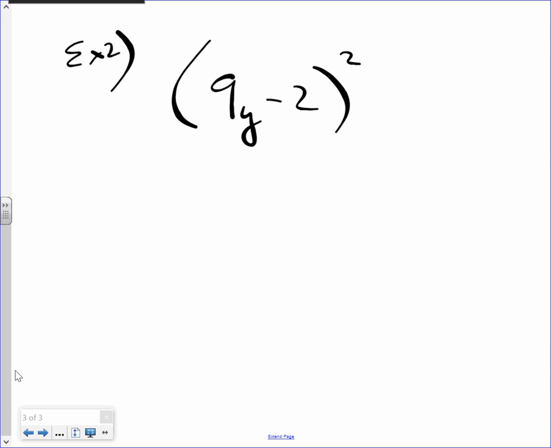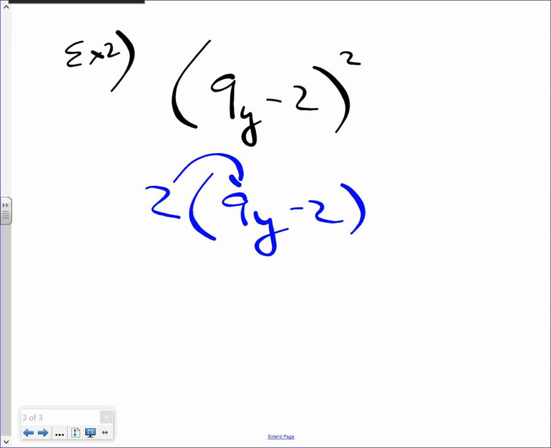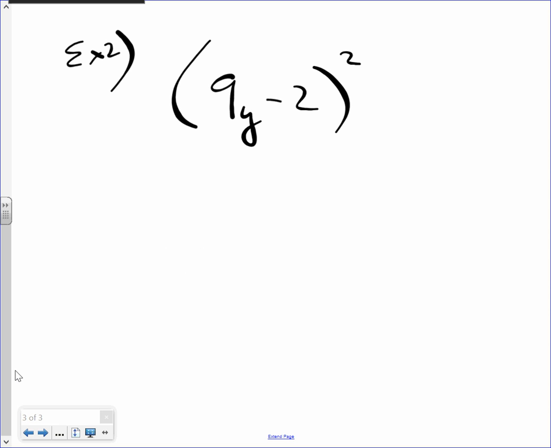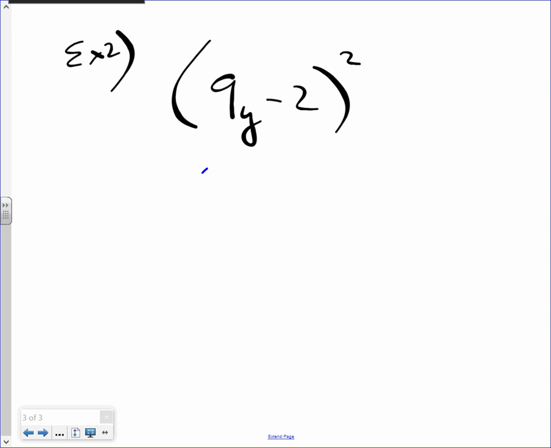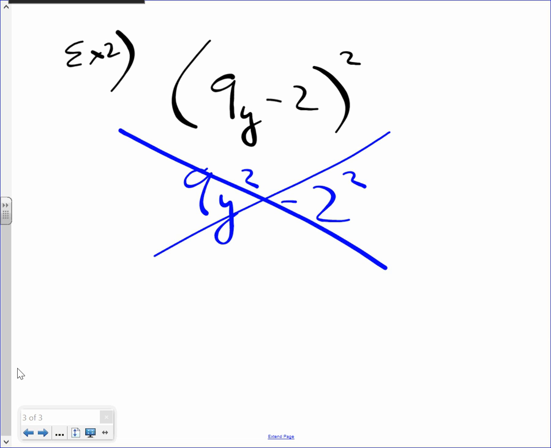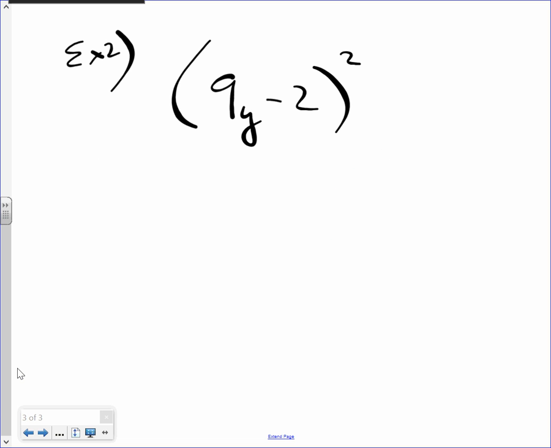Students will see this exponent kind of like this. Like if you have this, you distribute the two, right? That's good. But they'll think that you could do the same thing with an exponent. You get what I'm saying? In other words, students will think, hey, that exponent, I can just rewrite everything like this: 9y squared minus 2 squared. No, 1,000 times no. No, that doesn't mean that.